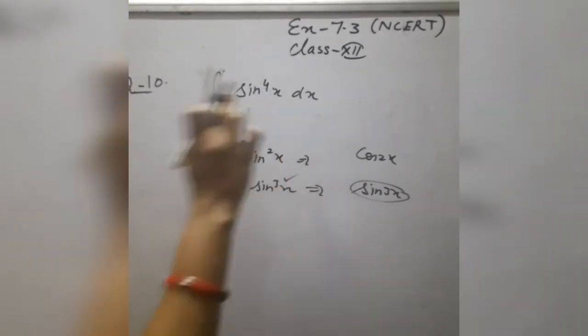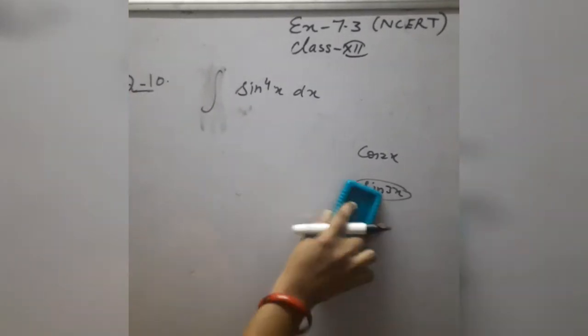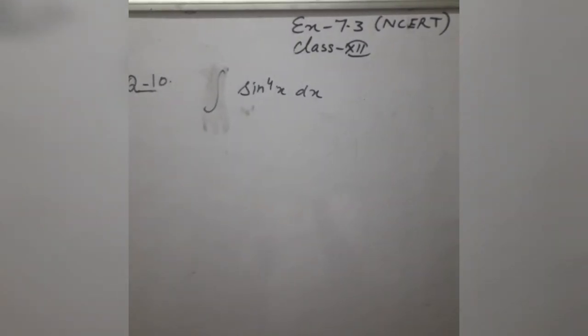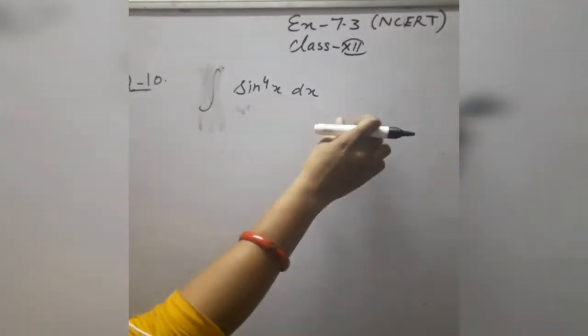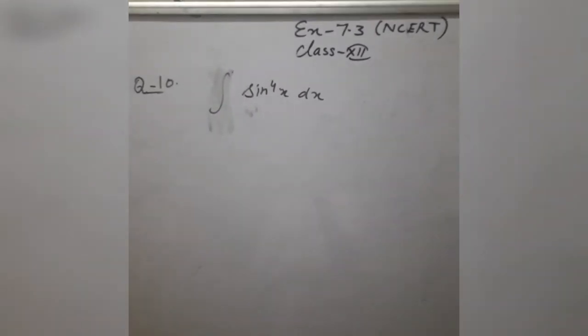Now sine raised to power 4 is given to you. If any odd power is given to you, like 3, 5, 7, in that case you can separate one sine, and in the remaining even power of sine you can use a trigonometric identity.